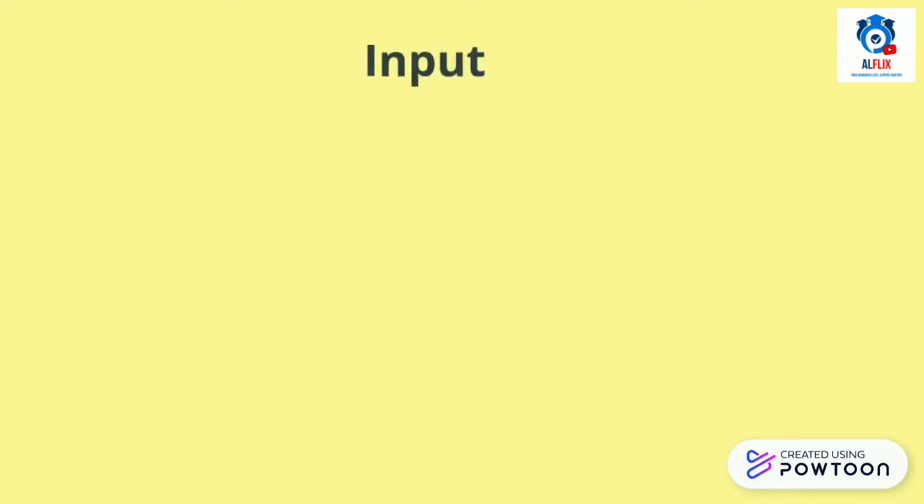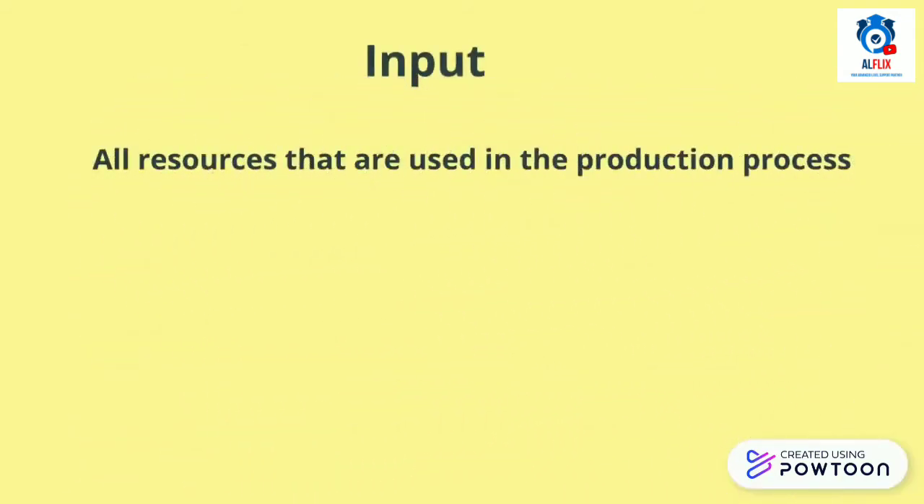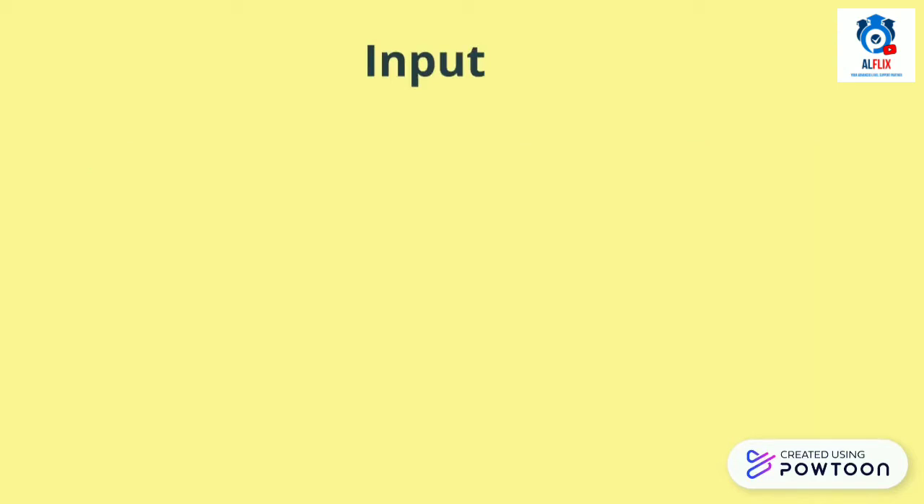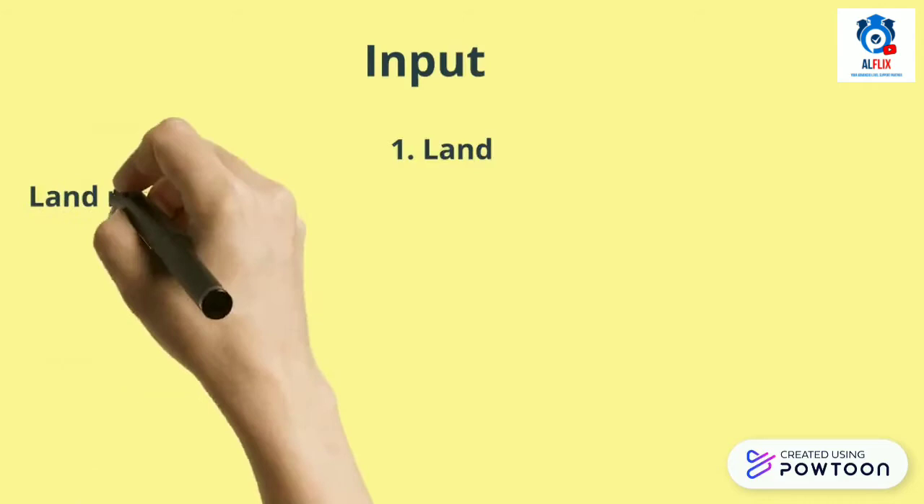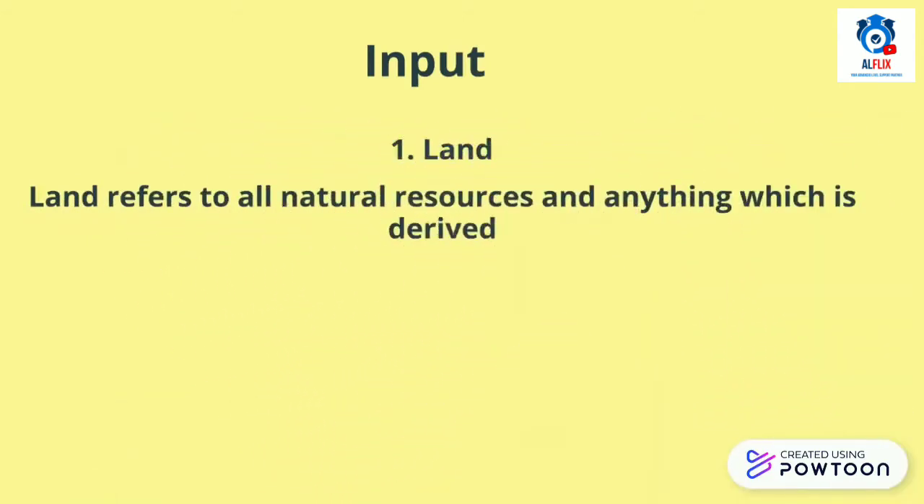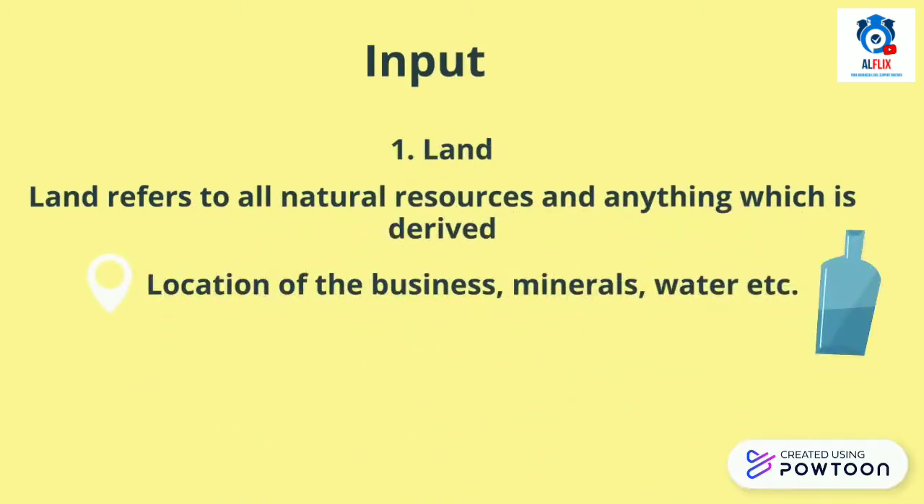Now input: all resources that are used in the production process are known as inputs. The end result, that is, the output, is determined by the quality of the input that is being used. Inputs or resources can be classified under many methods. So it could be classified under land. Land refers to all natural resources and anything which is derived from earth. Land can be the location of the business, then the minerals, water, everything used, etc.